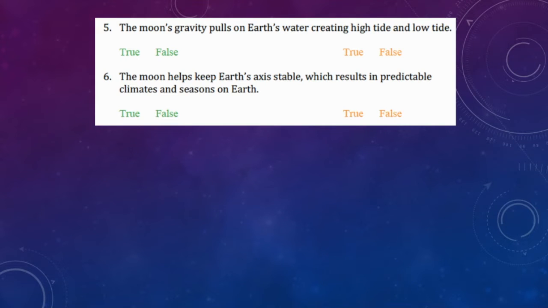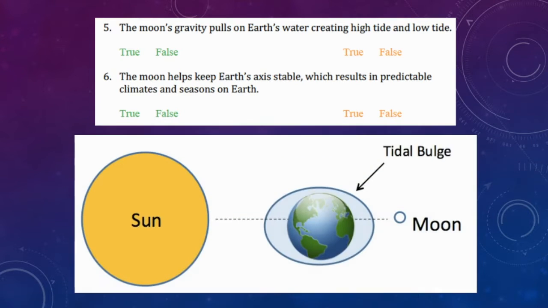Question 5, this is from the second video, and the moon's gravity pulls on Earth's water, creating high and low tide. That is absolutely true. We can quickly Google it and find a picture, a cartoonified picture, but that tidal bulge, remember Earth is rotating, which is why we have multiple high tides a day, thanks to the moon.